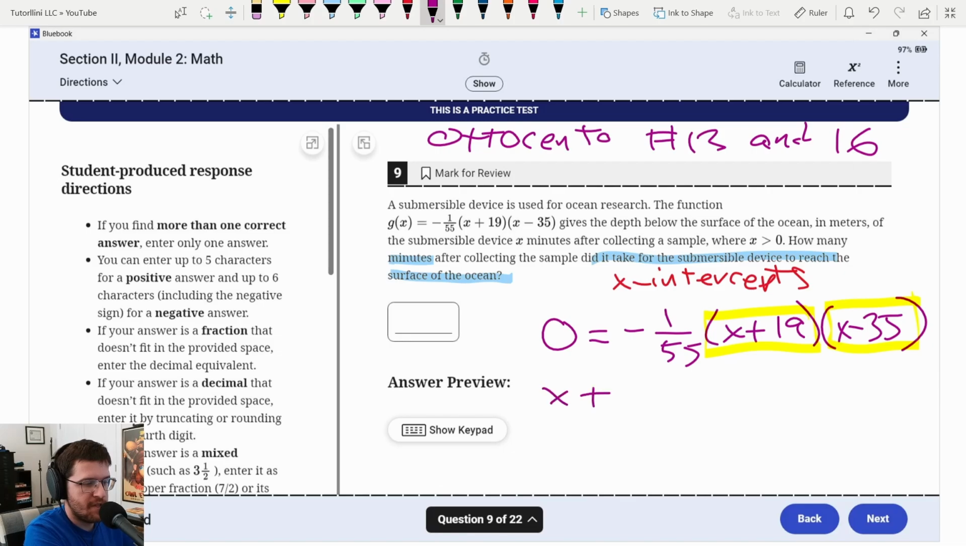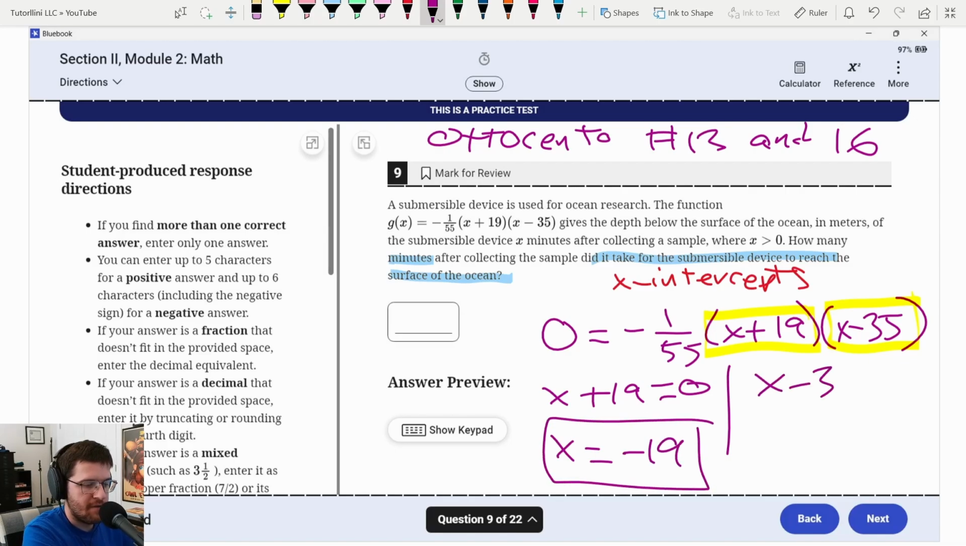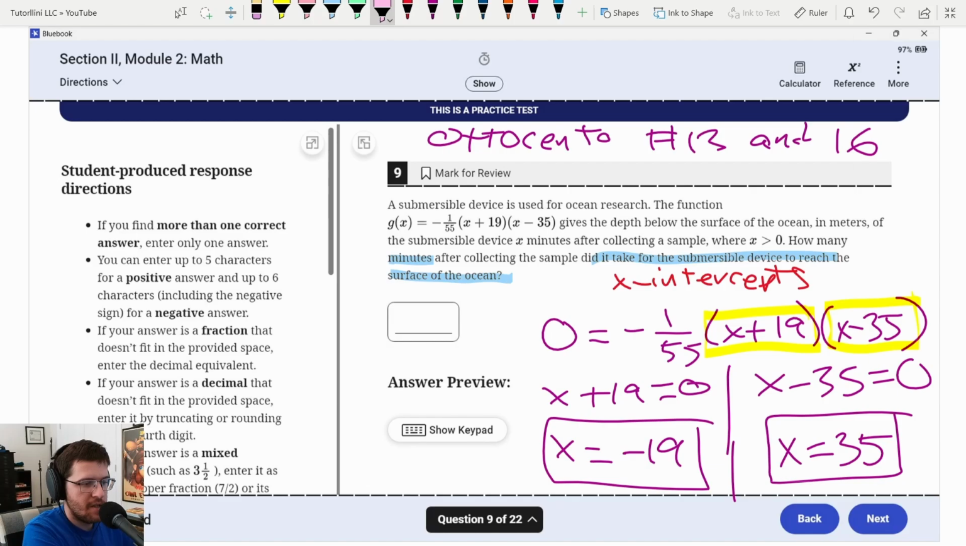So x plus 19 equals 0. I solve that equation and I get x equals negative 19. x minus 35 equals 0. I'm going to now add 35 to both sides, and I get x equals 35. And the question says, which makes intuitive sense, minutes after collecting a sample. We can't go backwards in time, so it says x is greater than 0. So the negative answer we throw out, and we keep the positive answer, which is 35.